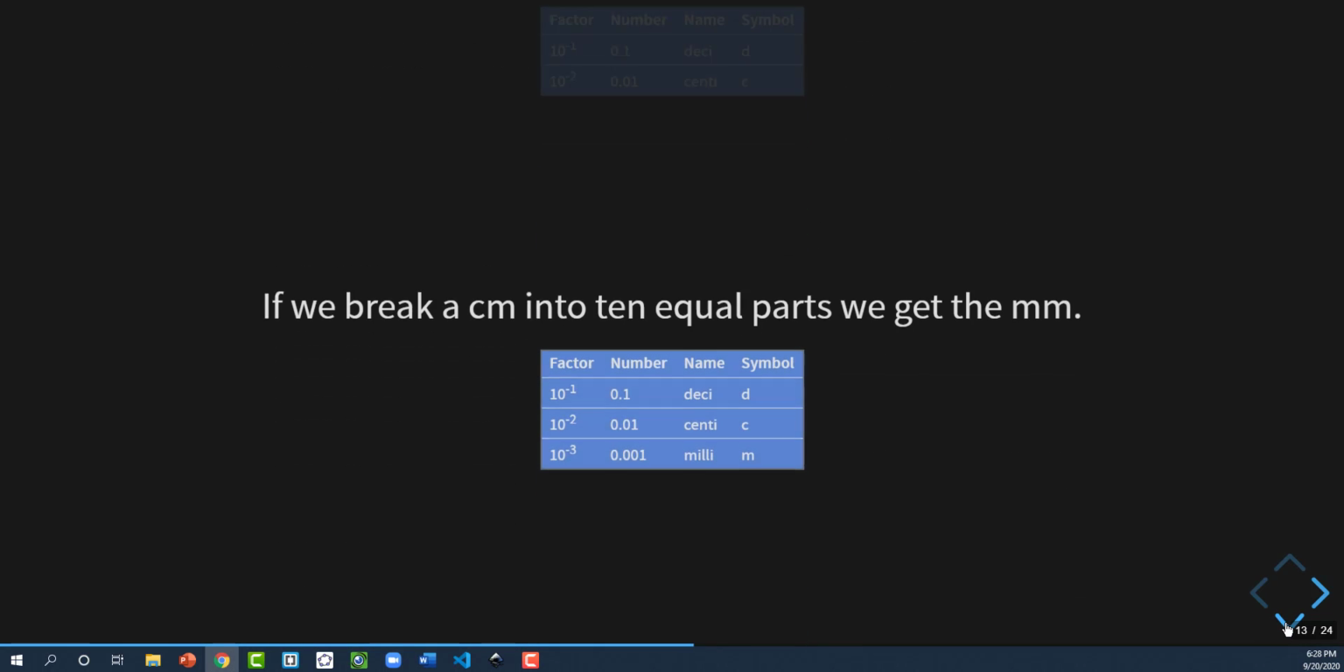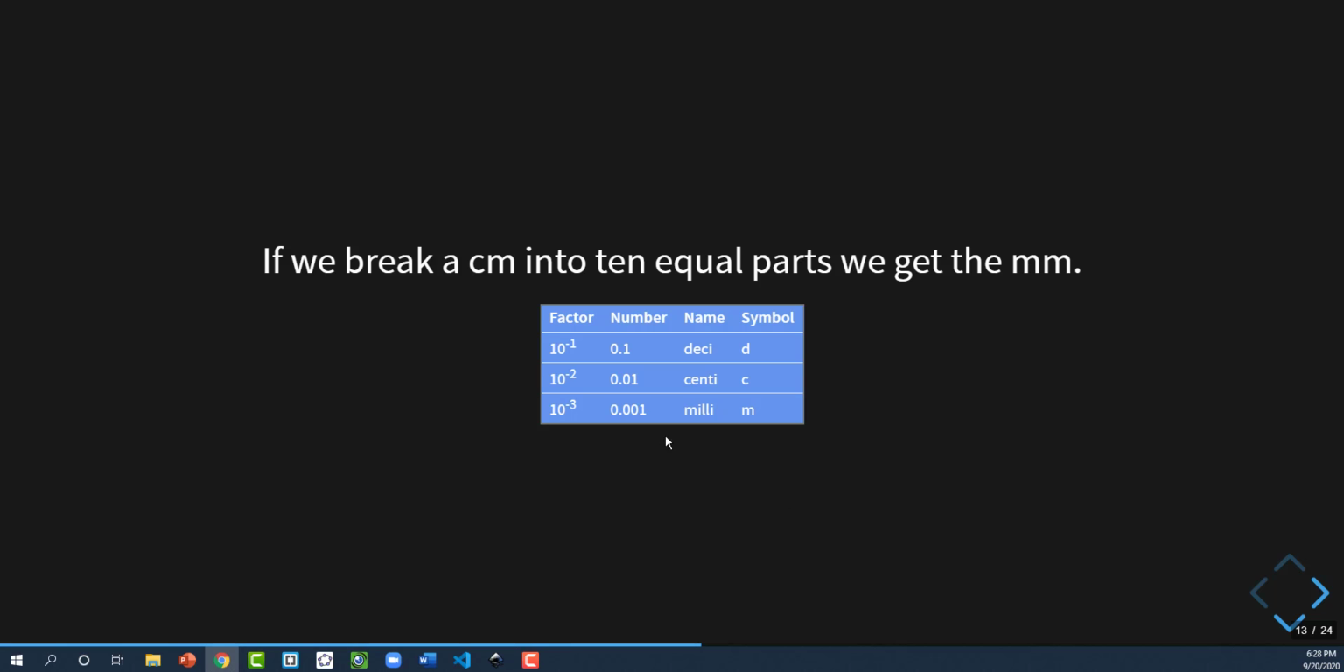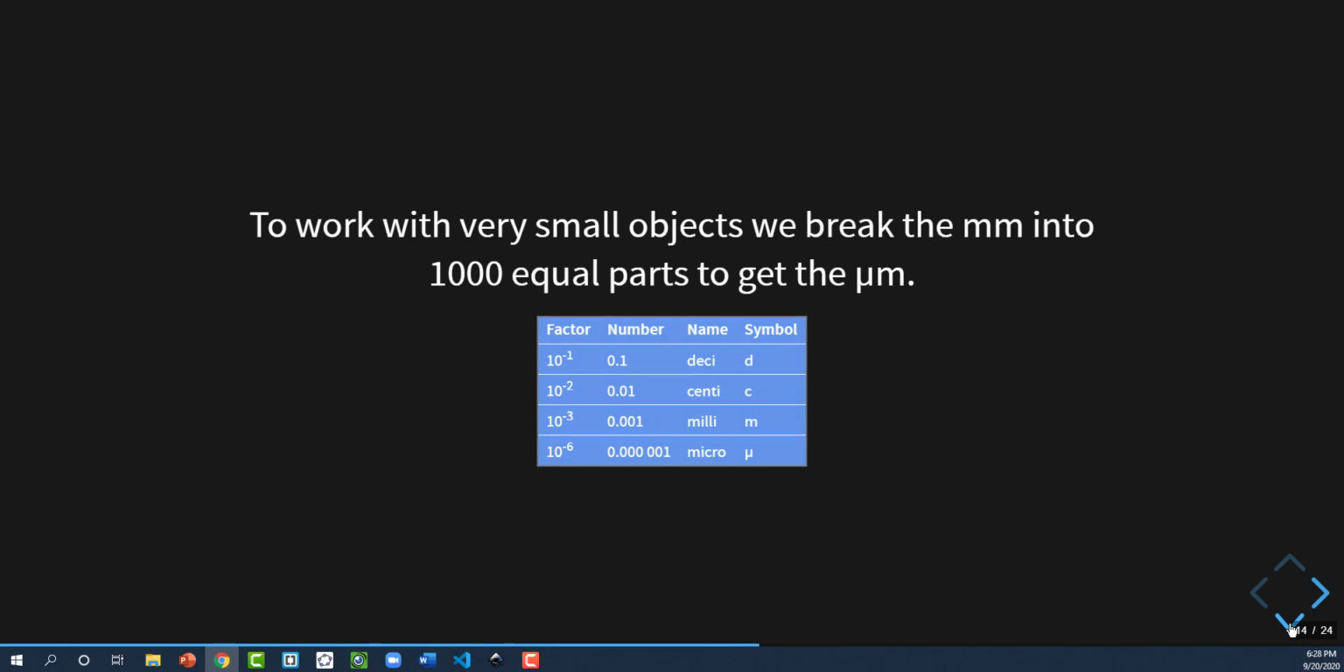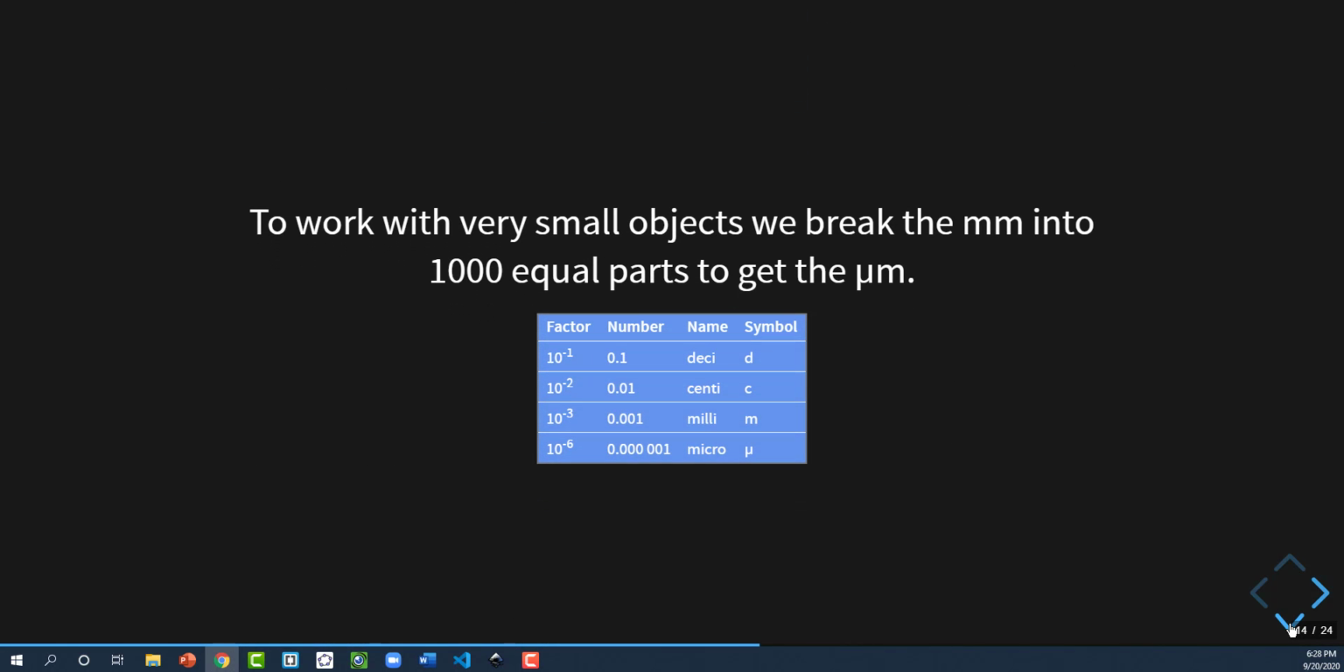Let's try another one. What if you want to work with something even smaller than a centimeter? Well, you would take the centimeter and divide it into 10 equal parts. That would be the millimeter. 3 powers of 10 smaller than the base unit, or just 1 power of 10 smaller than the centimeter. When we get to work trying to work with really, really small things, we tend to skip. Instead of going down 1 power of 10 every time, we take that millimeter and we divide it into 1,000 equal parts. That means we're going to go down 3 powers of 10 from the millimeter all the way to the micrometer. So let's see if we can keep track of where we are.